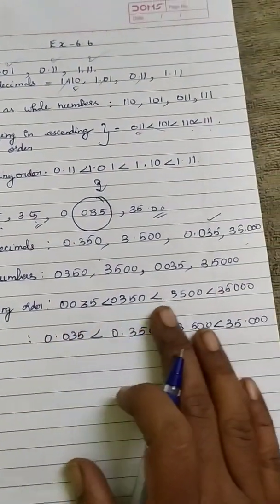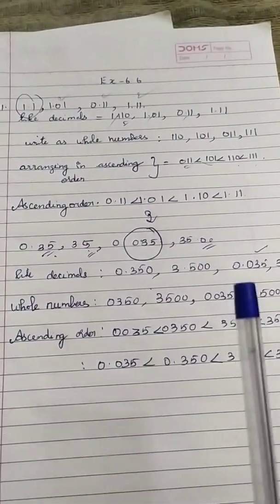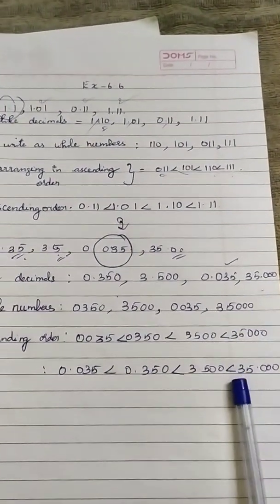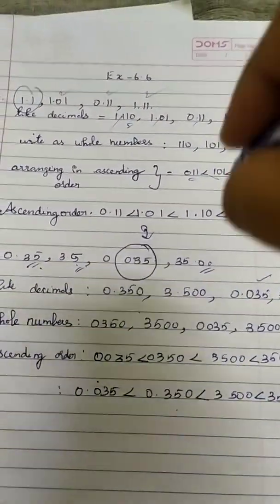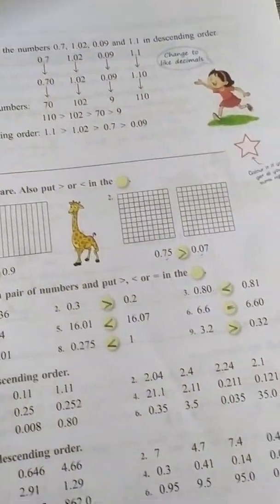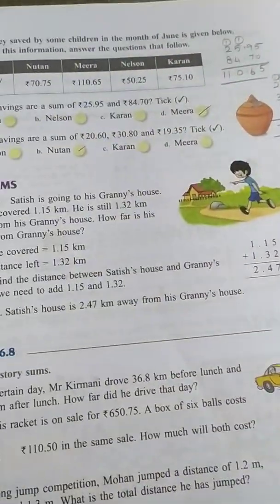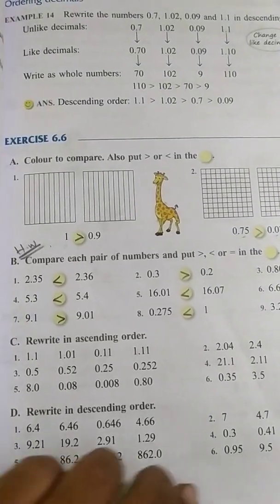Now arranging them in ascending order from the smaller number to the bigger number: 35, 350, 3500, 35,000. Next step, including the decimal point as in the question, then arranging them in ascending order. In the same way you are going to do the descending order also.